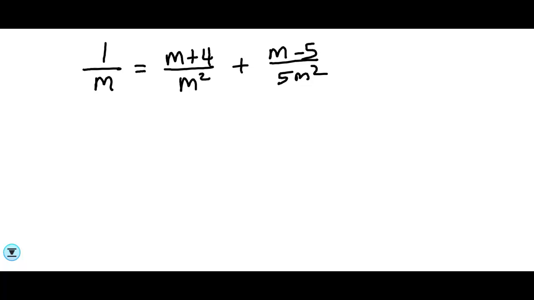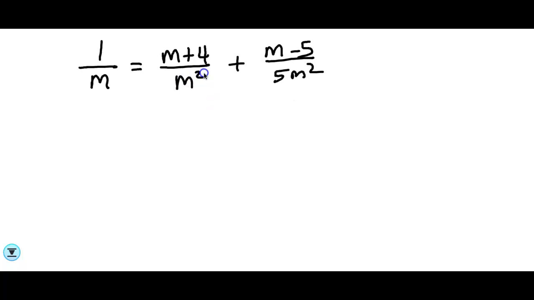So she chose m squared because that's one of our denominators, right? Ooh, that's interesting. So that's why she chose that. You could have also chosen to multiply by m. You could have also chosen to multiply by 5. But we'll leave it at that.